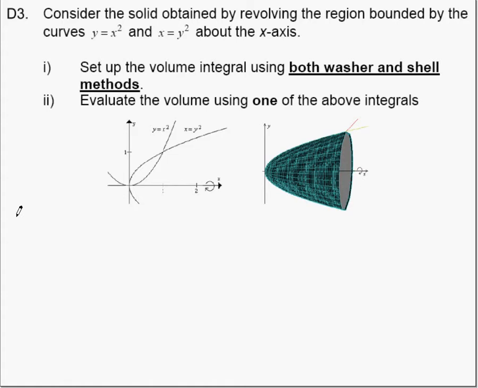So we'll start with the disk method. Disk or washer, whatever you want to call it. Same method. And in order to solve a question with this method, we need outside radius, inside radius, and thickness. So we need our rectangle. For the disk or washer method, the rectangle is perpendicular to our axis of rotation. So here's our axis of rotation, meaning we need a dx rectangle.